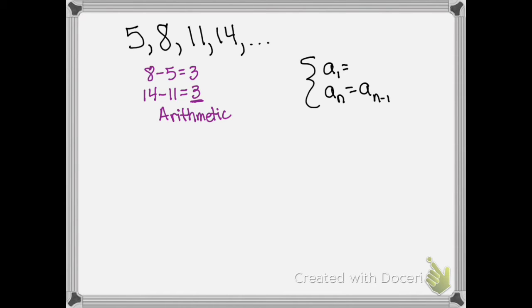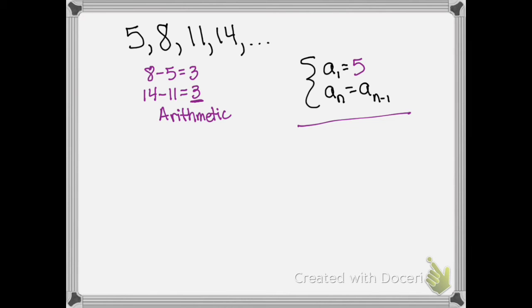So when we come over here, I have everything in black written. That's going to be there every single time. The a sub 1 means we want the first term. So if we go back to our sequence, the 5 is the first term. So I'm going to put a 5 here. This says that you're going to start with a 5.